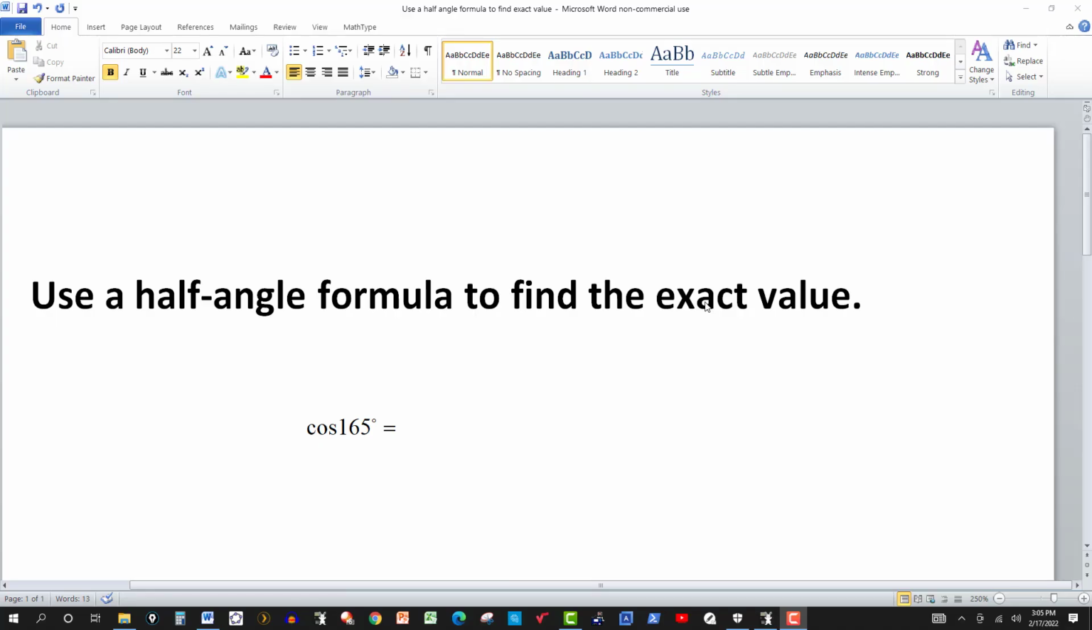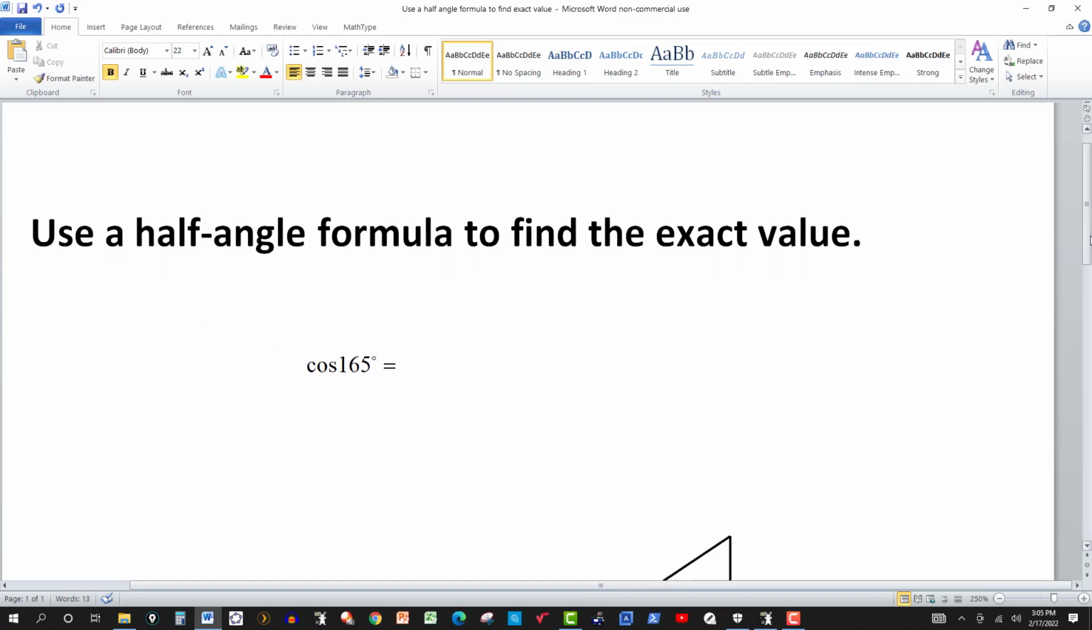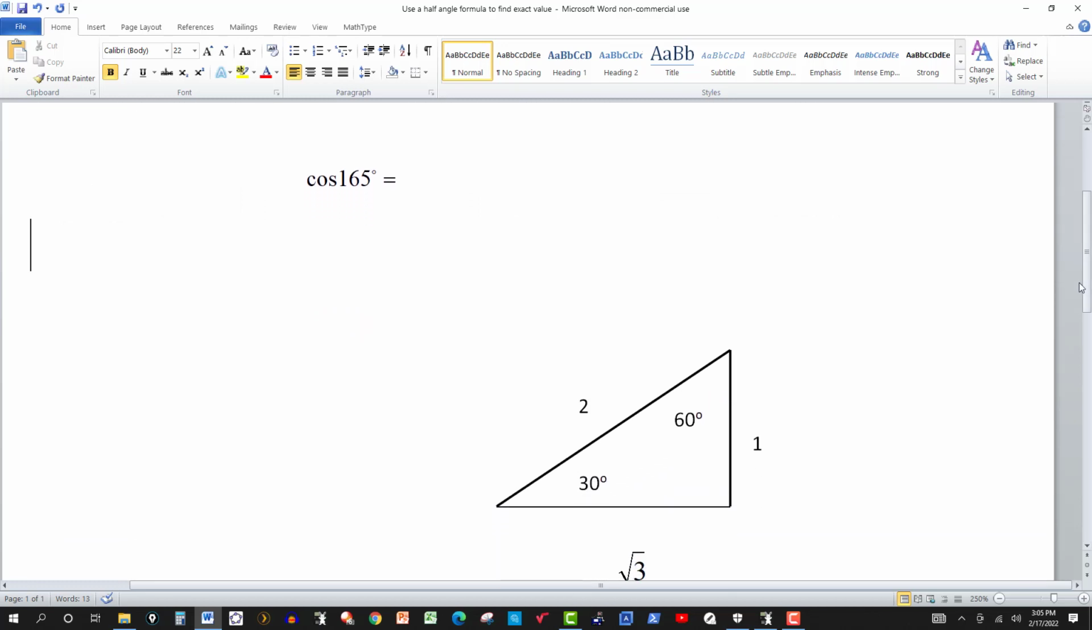In this video, we're going to look at how to find the exact value of something like cosine of 165 degrees, and we want to use a half angle formula. Keep in mind, this is not your typical angle here. If you have something like this, here's your reference triangle for the 30-60 right triangle.